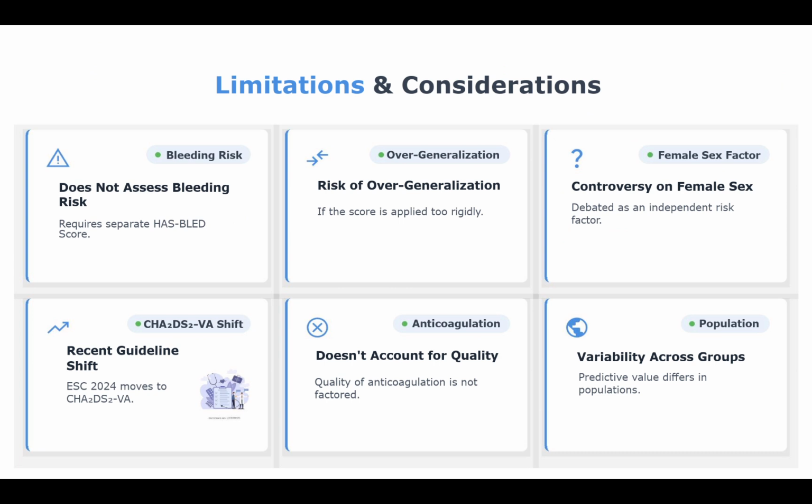Furthermore, the score does not account for the quality of anticoagulation, particularly for patients on warfarin. For these individuals, adherence to medication and consistent INR control significantly impact the actual effectiveness of their therapy, a factor not captured by the score. Finally, there can be some variability in its predictive value across different populations and ethnic groups. This highlights a continuous need for ongoing research and potential adaptation of the score to ensure its optimal utility globally. Understanding these limitations is key to using the CHA2DS2-VASc score wisely and effectively.